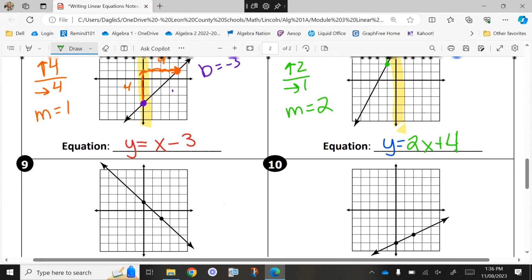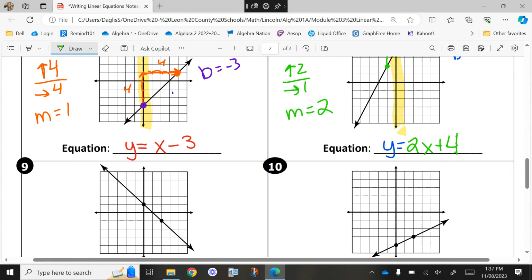Number 9. Without doing anything, are we going to have a positive or negative slope? Positive? Negative. If you trace this from left to right, your pencil falls down. This will give you a negative slope. Okay, so we know we're going to have a negative something attached to my x.